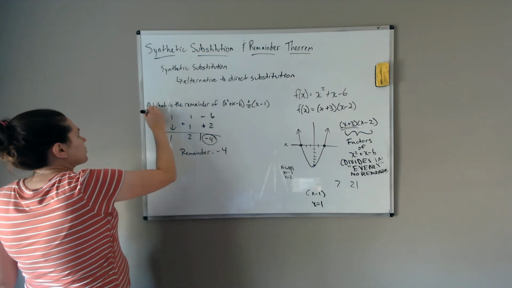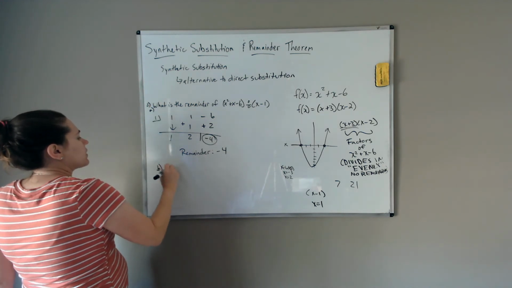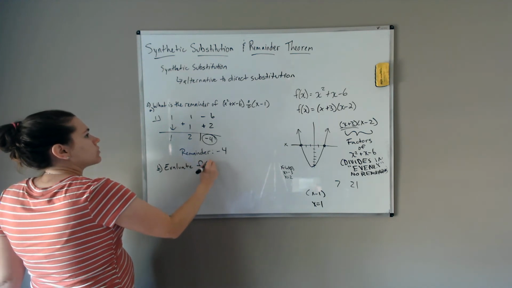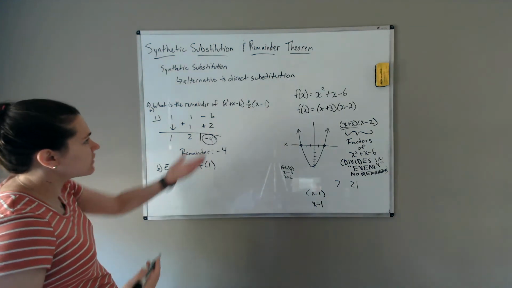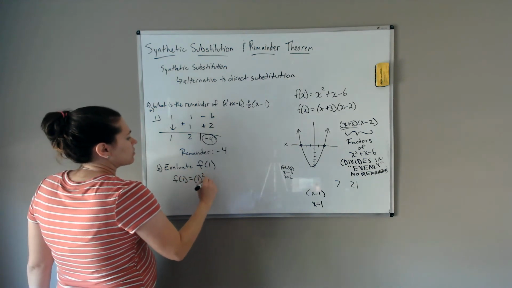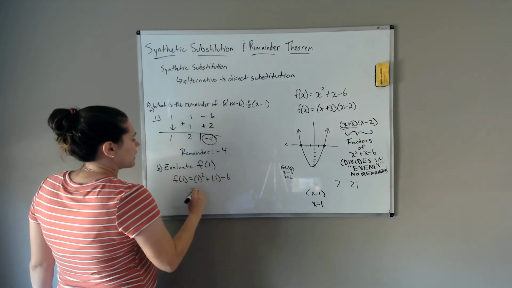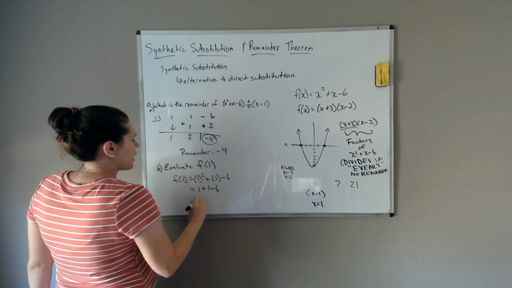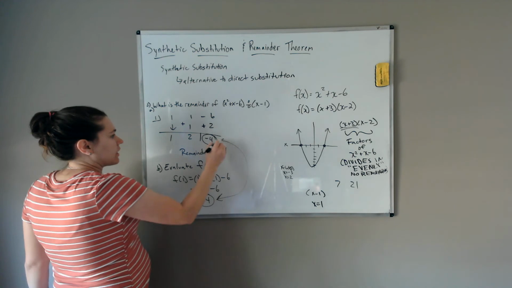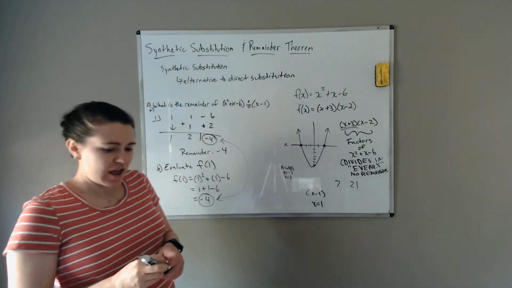Let's call that part A, and in part B, I want you to evaluate f of 1. So I want you to plug 1 into f. And what would we get? We would get 1 squared plus 1 minus 6. We would get 1 plus 1 minus 6. We would get negative 4. We get the same thing. Why is that happening?